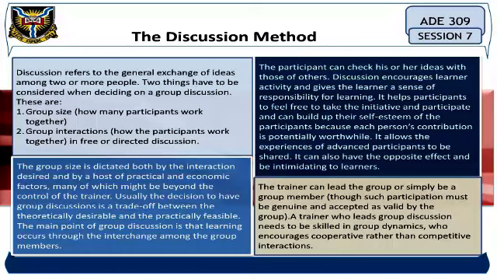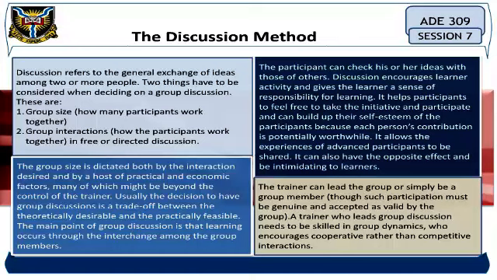Two things have to be considered when deciding on a group discussion. These are: 1. Group size, how many participants work together. 2. Group interactions, how the participants work together in free or directed discussion. The group size is dictated both by the interaction desired and by a host of practical and economic factors, many of which might be beyond the control of the trainer. Usually, the decision to have group discussions is a trade-off between the theoretically desirable and the practically feasible.